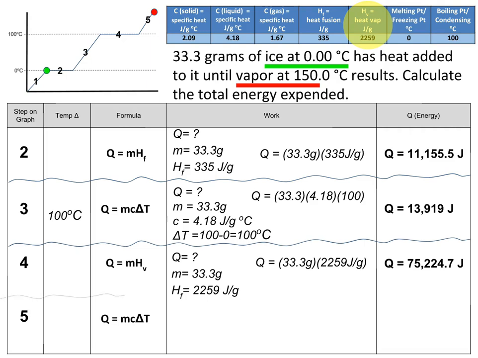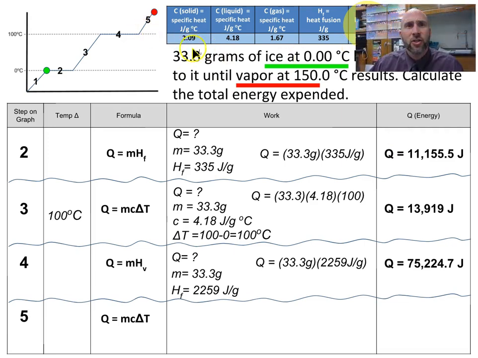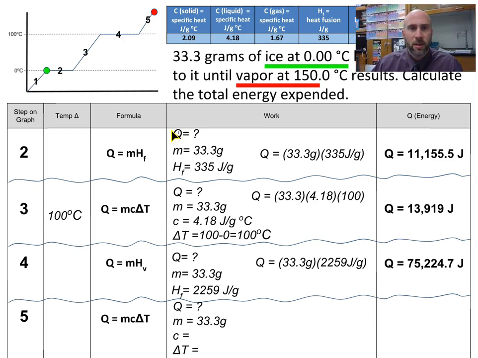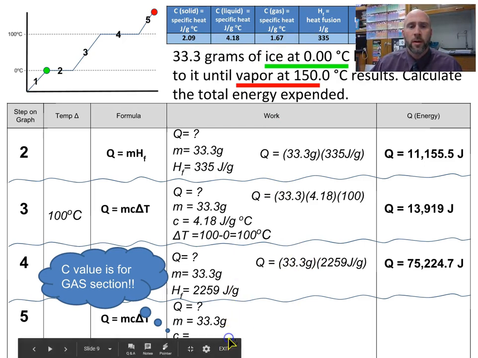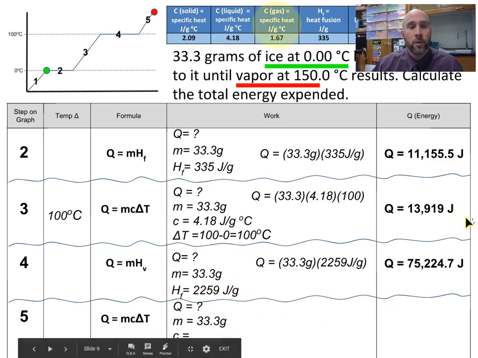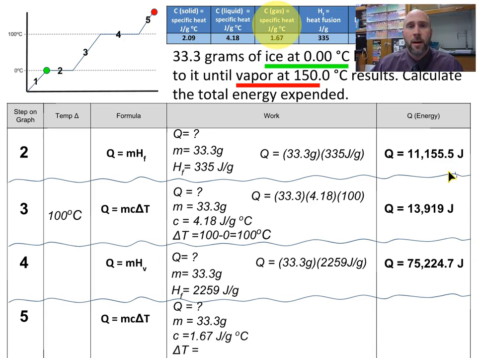All right, step 5. Finally, we're at our last one. Now I just have to go through this one last little section right up here. So again, pull up the same thing. It's just going to be plug and chug with our numbers. The mass has stayed the same, 33.3. Again, be careful. C is the specific heat for the gas section, so don't get goofed up. Make sure you're working with the right specific heat. In this case, we are dealing with the gas, so that's going to be 1.67. That's the specific heat we're going to be using.